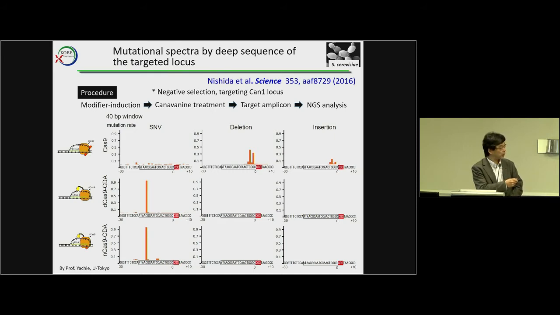But if you look at this deaminase case, here we have a C here. Sorry, it's very small. But just a single nucleotide change happened. Nothing else happened. So in a sense, we can say these deaminase base editing systems are very clean editing systems compared with the Cas9 systems. Like this, we can utilize this system for more specific point mutations.